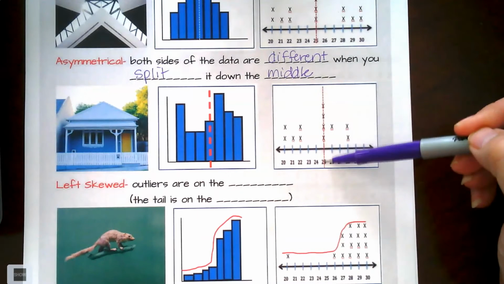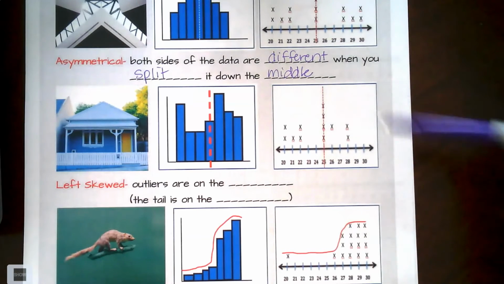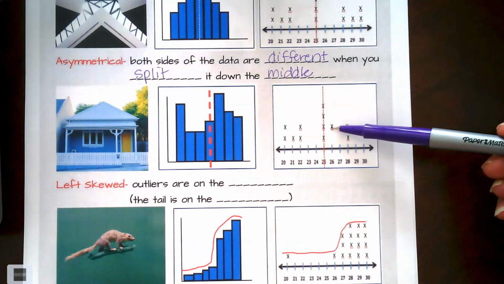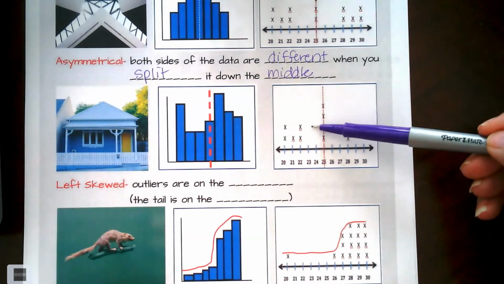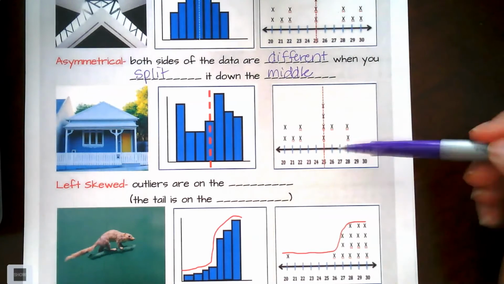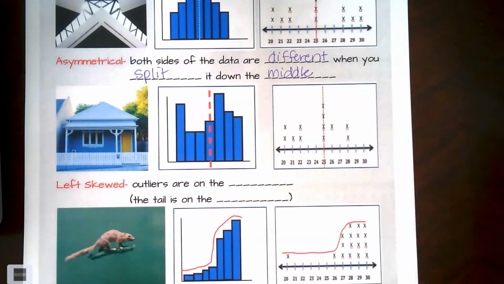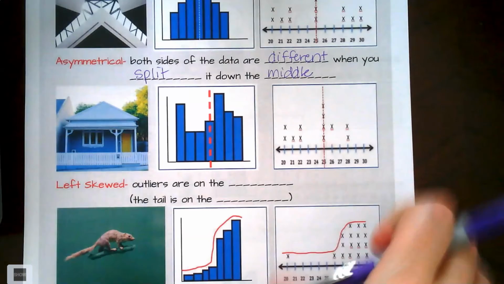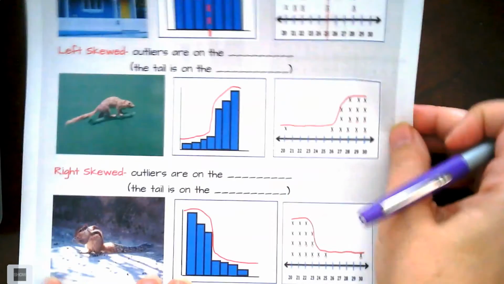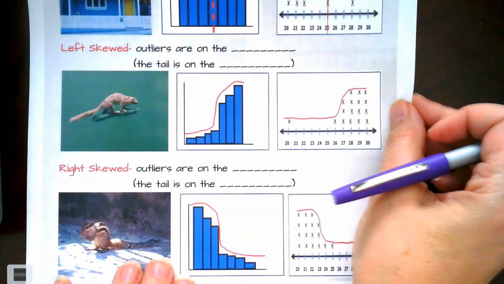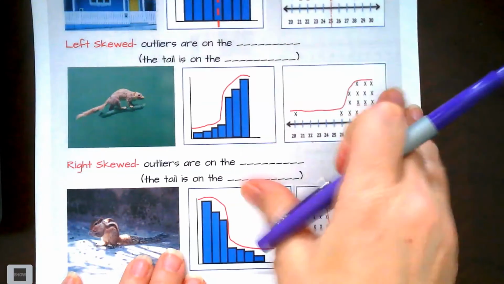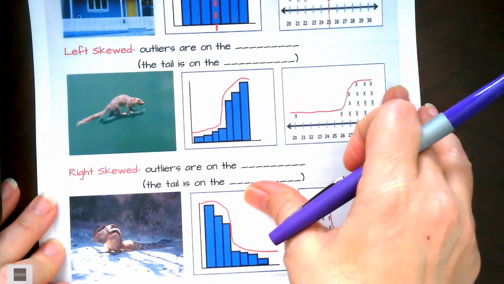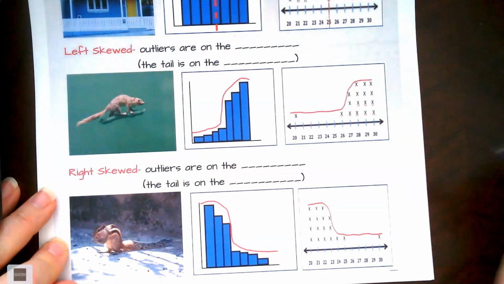If we split this line plot down the middle, you can tell right away that on the first side, we have one data point up here and nothing here. So it'd be very, very different. I don't know why there's an X up here and not down here, but oh well. It would not be the same on both sides. Okay, when something is asymmetrical, it could be skewed. So we're going to talk about what skewed means. We have a left skewed and a right skewed. And both of them include outliers. So if you have an outlier, you're going to have skewness.